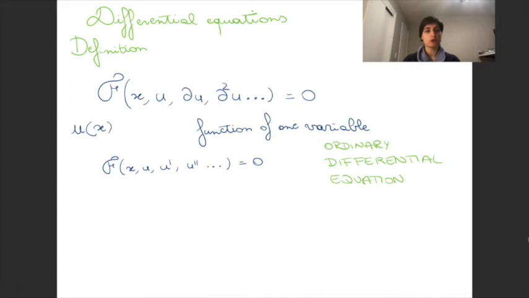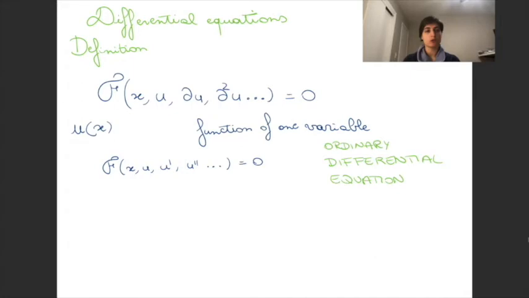When we're talking about derivatives matching together of a function of just one variable, we talk about ordinary differential equations. They're ordinary because the only type of derivatives is the derivatives with respect to x. If a function has just one variable, there is just one type of derivatives we can take.